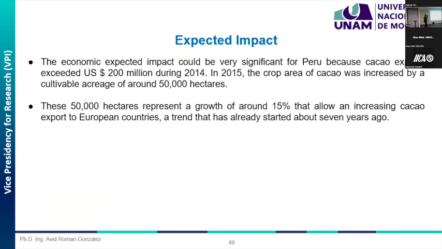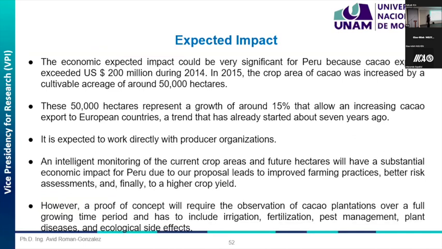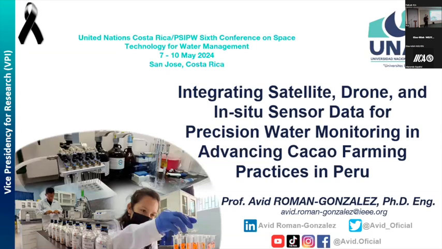So our expected impact after applying this proposal is to increase the cacao export to 200 million, recover more hectares from coca to cacao farming, increasing the production of cacao by 15% each year, and try to put Peru in the world as the main country of cacao production. So that's all. Thank you very much.